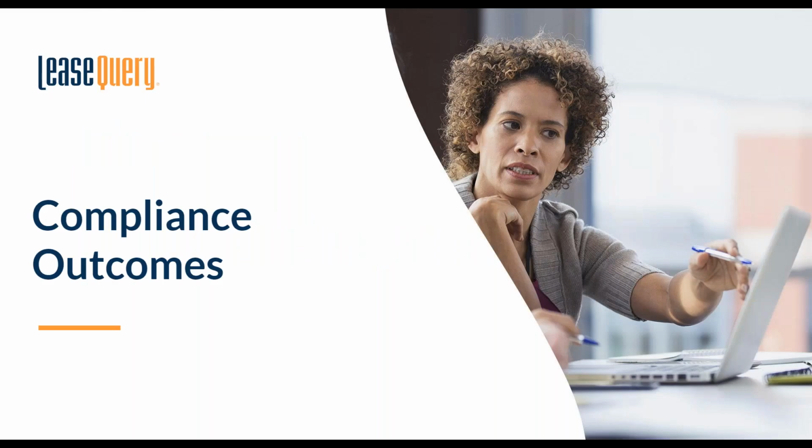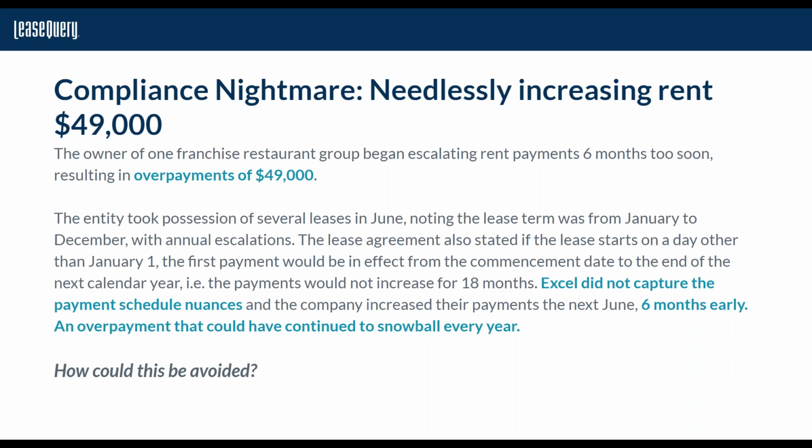And as we go through here, when we introduced this, we said that we'll consider one common negative thing that happens to companies with leases and without software, and then a couple testimonials about good things that happen to companies that have leases and software. So we're just going to do exactly that. So this is an example of a compliance nightmare, needlessly increasing rent by $49,000. In the example here, the owner of a franchise restaurant group, which was a client of ours, began escalating their rent payments 6 months too soon, resulting in overpayments of $49,000.